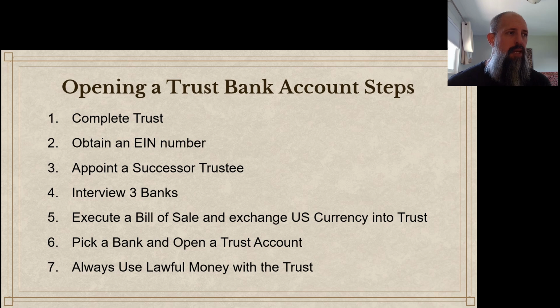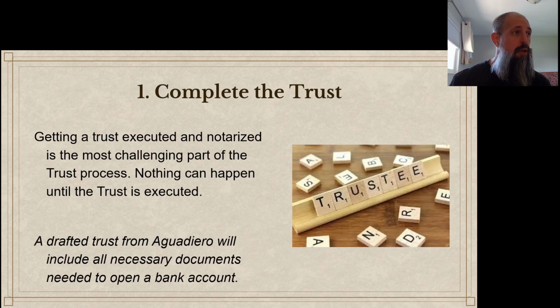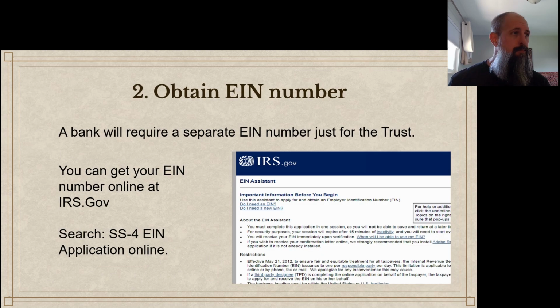And then you got to pick a bank, right? Try to open one at all 3. And then once you have a bank account, you got to make sure you're using lawful money, depositing lawful money. Okay, again, creating the trust, you got to get it completed. The banking documents we're talking about here that are going to be needed are provided in a drafted trust package from Aguagiero. So if you hire us, we'll provide these documents, but you're still going to have to go out and find the banks and open the bank account.